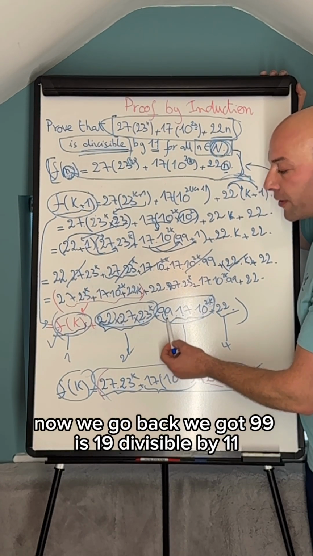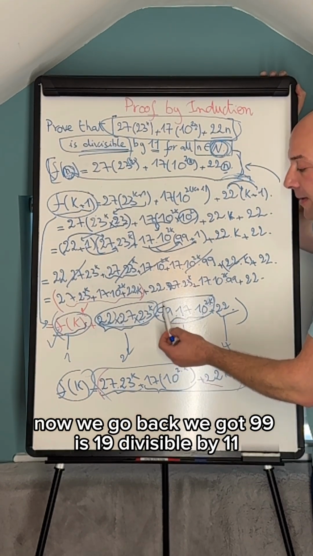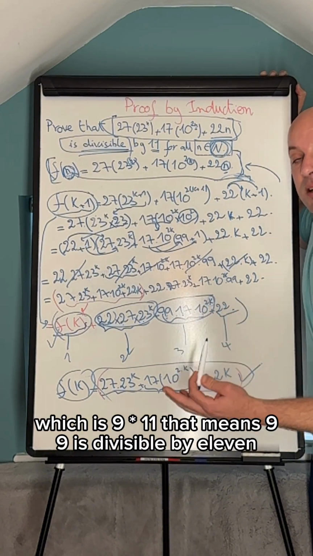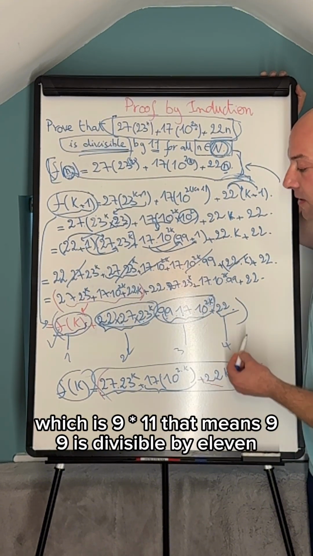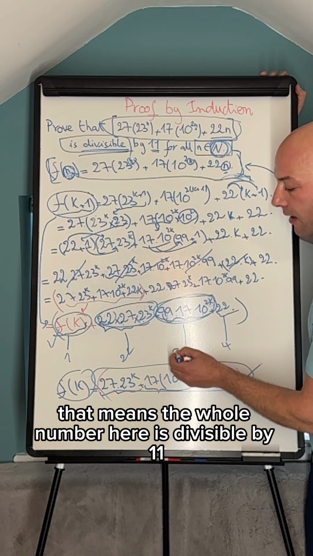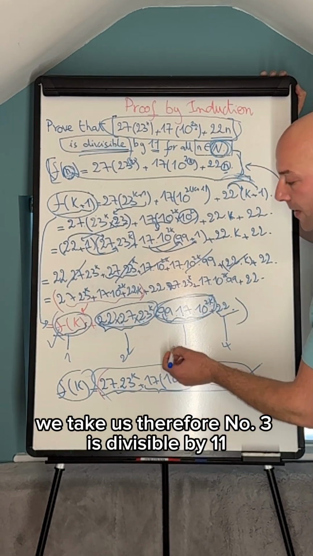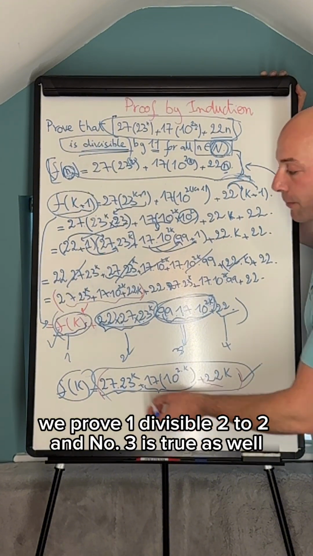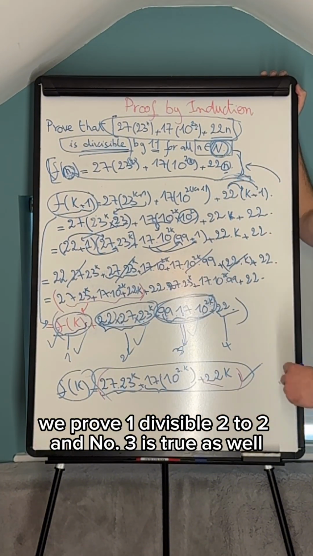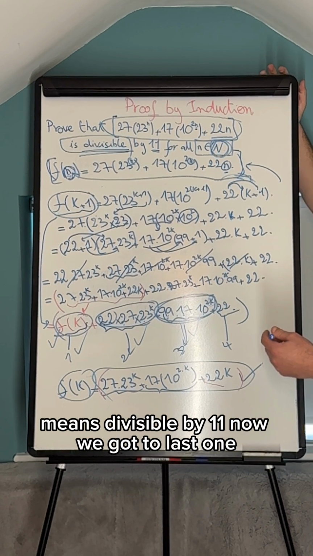Now we go back, we got 99. Is 99 divisible by 11? Yes. Why? Because we can write 99 in this way, which is 9 times 11. That means 99 is divisible by 11. That means the whole number here is divisible by 11, which takes us to, therefore, number 3 is divisible by 11. We proved 1 is divisible, 2, and number 3 is true as well, meaning divisible by 11.